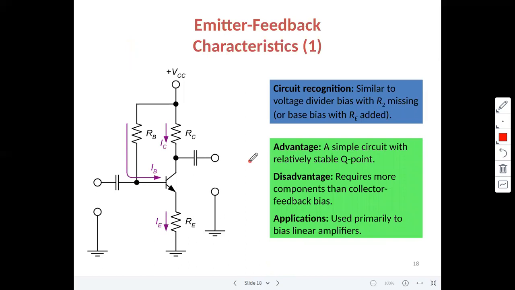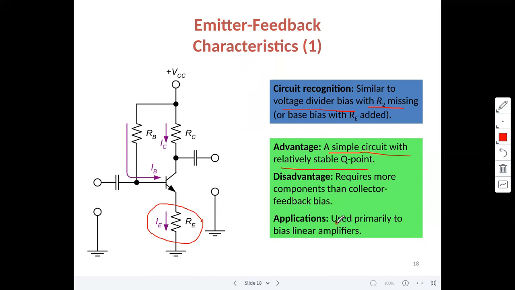Coming to the summary of emitter bias or emitter feedback, the circuit is the one we discussed in voltage divider bias. Of course, the circuit is similar to voltage divider bias except R2. The advantage is a simple circuit with a relatively stable Q point. Compared to fixed bias, the Q point is stable. And the disadvantage is it requires more components. Why? Because one extra component, RE, is added.